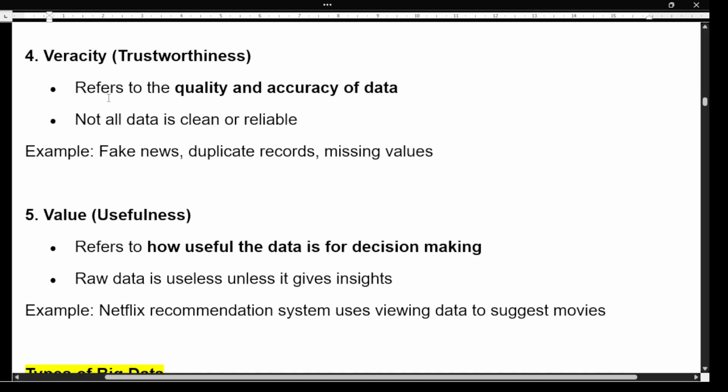Next is veracity. Veracity means trustworthiness. It refers to the quality and accuracy of the data. Not all data is clean or reliable. Sometimes the data you have collected may contain fake news, duplicate records and missing values.